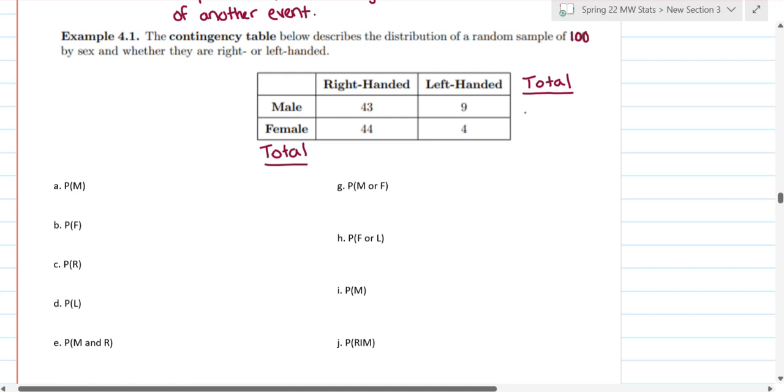So if I add across on the males, I have 43 plus 9, so that would give me 52. So I have a total of 52 males. And then if I add females, 44 plus 4, that's going to be 48. And then I can add the right-handed. So right-handed, you have 43 plus 44. That's going to be 87. And left-handed, 9 plus 4 is going to be 13. And then if I add these, 87 plus 13 is 100, and 52 plus 48 is 100. So they should add to be the same, both down and across.